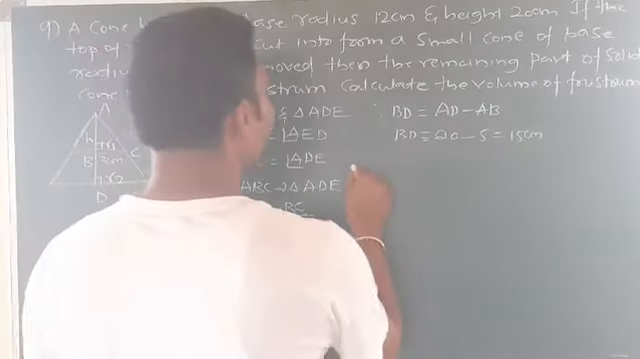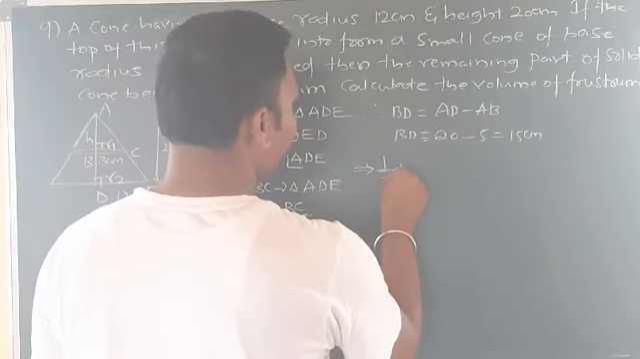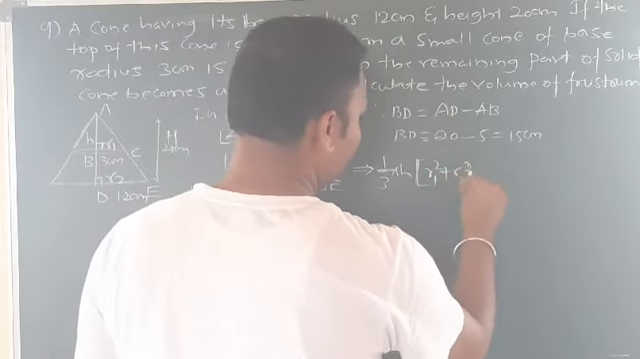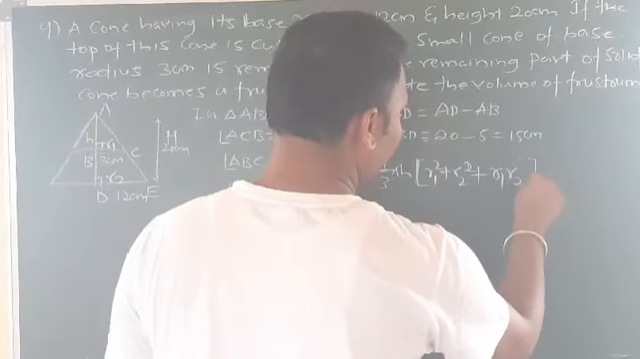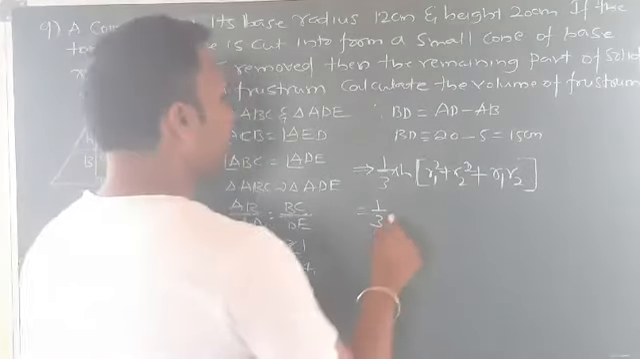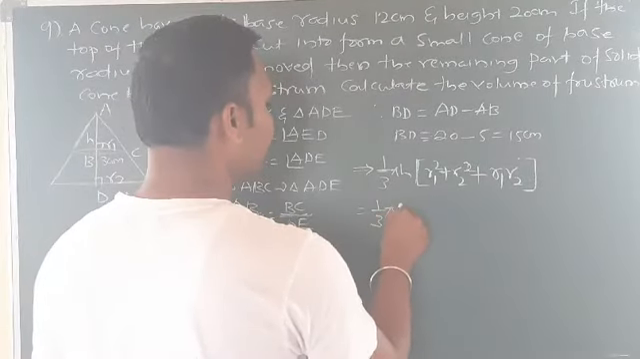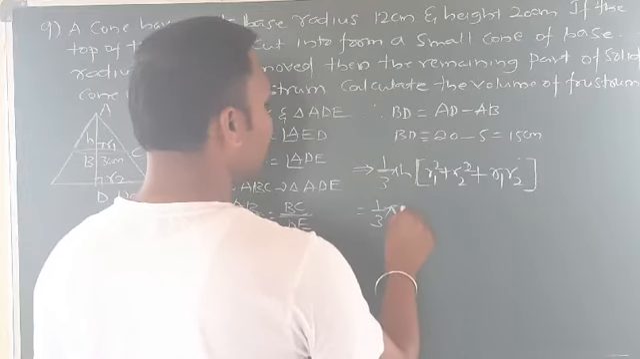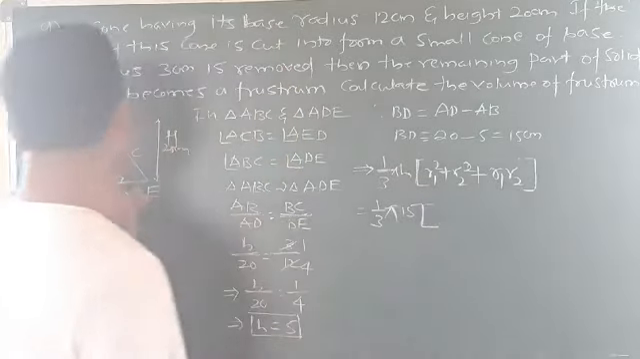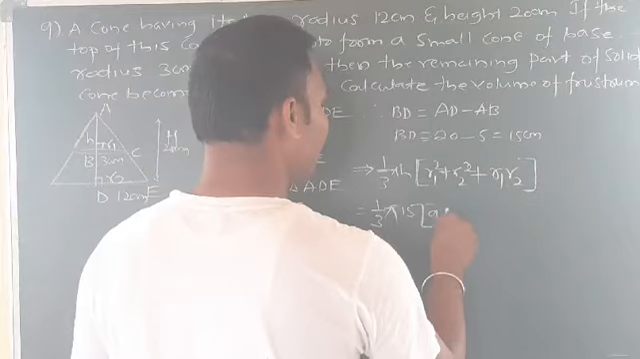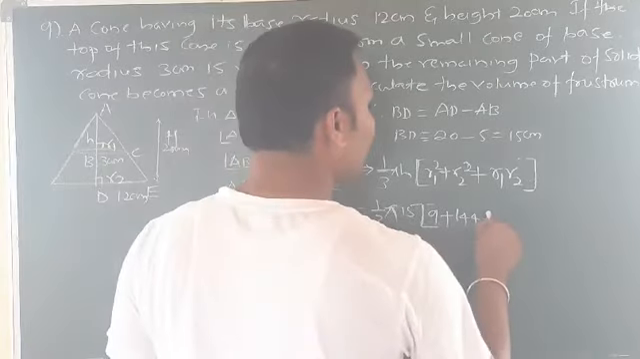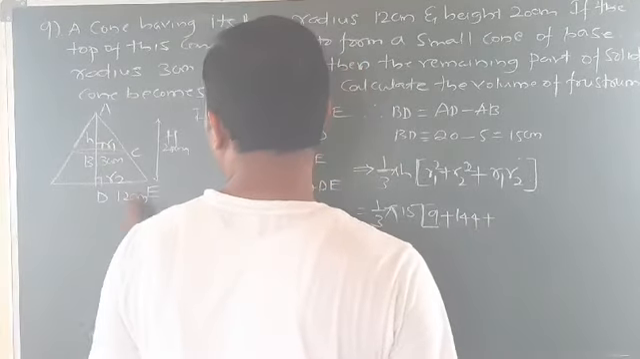Now the volume of frustum formula. This becomes 1 by 3 pi h into bracket of R1 square plus R2 square plus R1 into R2. So 1 by 3 as it is, pi as it is, h we have 15. Now into bracket, R1 we have 3, 3 square is 9, plus R2 we have 12, 144, plus R1 into R2, that is 3 into 12.